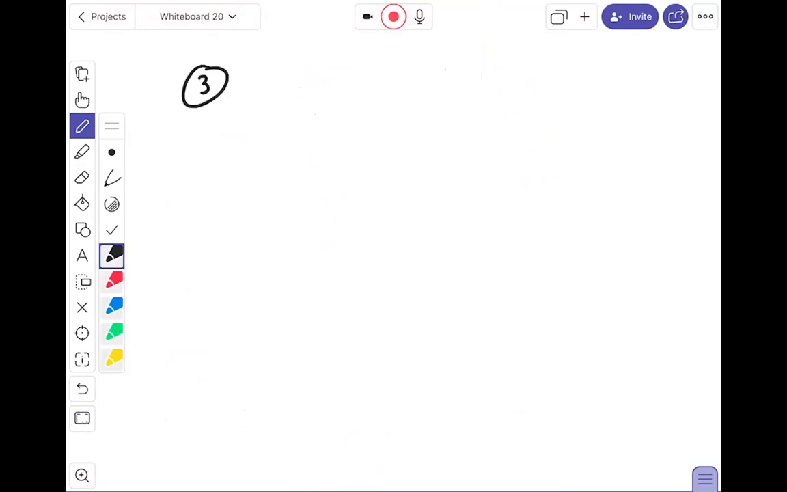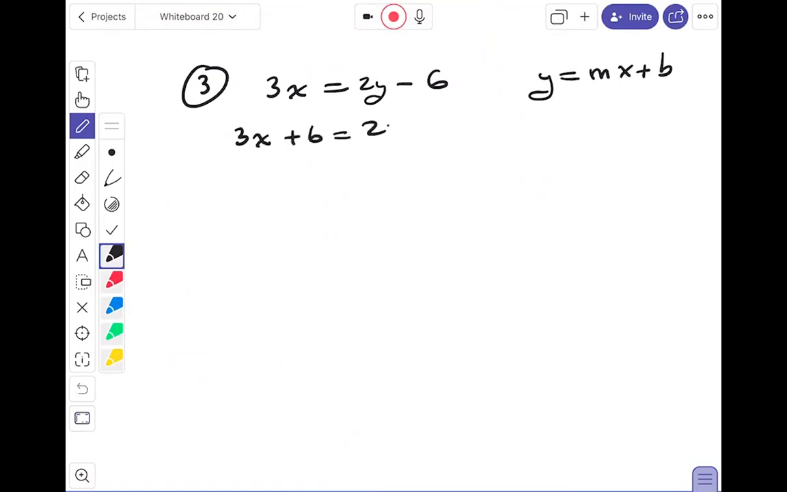The other suggestion we have for 3 is to solve it for y. If you can do that, you would get mx plus b, if you can do it. Let's see if we can do it. So it's going to be 3x plus 6 equals 2y. Then I'm going to divide both sides by 2. You would get 3 halves of an x plus, well, 2 goes into 6 3 times, equals y.